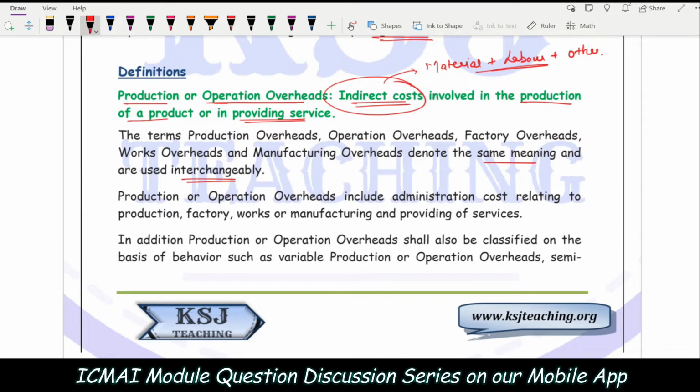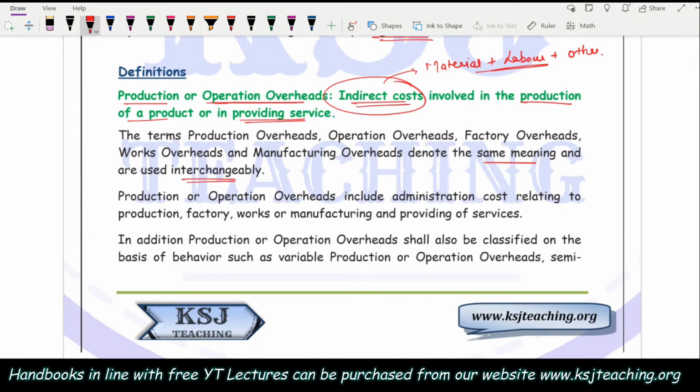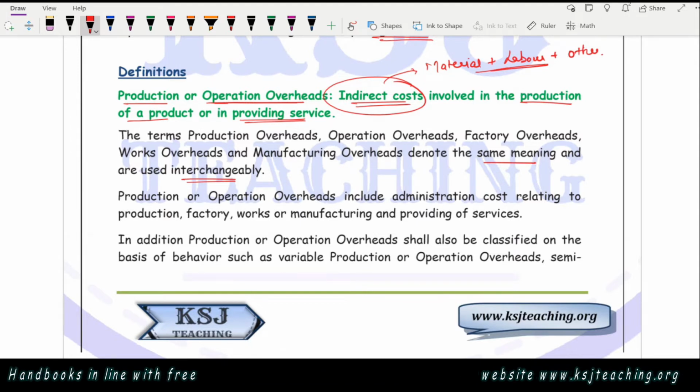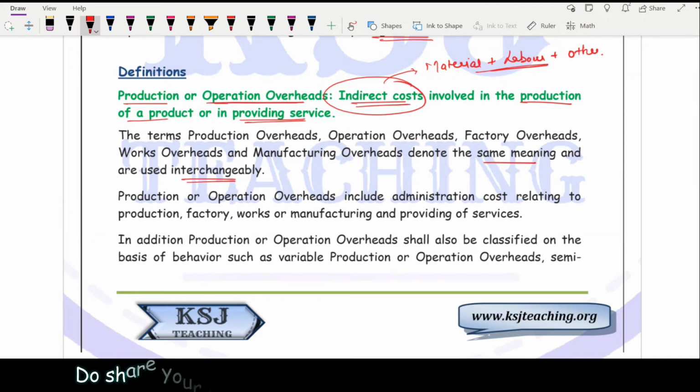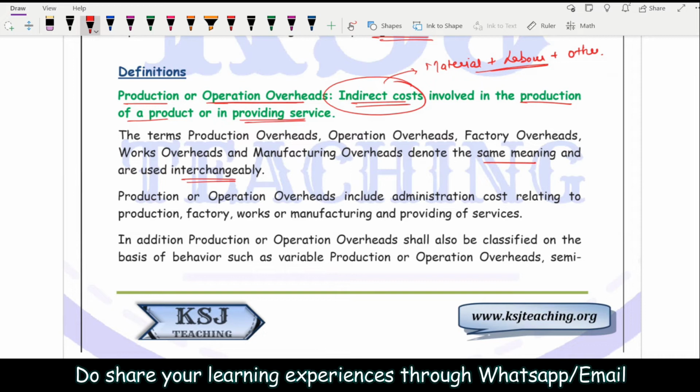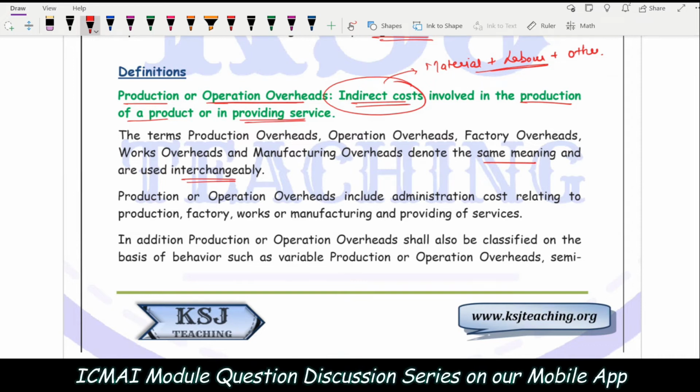As we have already covered the chapter of cost sheet, there we call it factory overheads also. There we call it works overhead also. Works cost, we calculate the works cost. We call them manufacturing overheads, operation overheads. So basically these mean the same thing, that all the indirect costs which are related to the production of the goods.